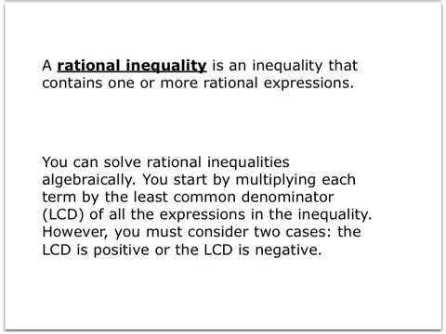You start by multiplying each term by the least common denominator of all the expressions in the inequality. However, you must consider two cases. The LCD is positive or the LCD is negative. That's your denominator. So we have to work these problems twice, okay? So we have to consider when the LCD is positive and when the LCD is negative, because that changes our inequality. Remember when you multiply and divide by negatives, you flip your inequality to the other side? So that's what we have to deal with.